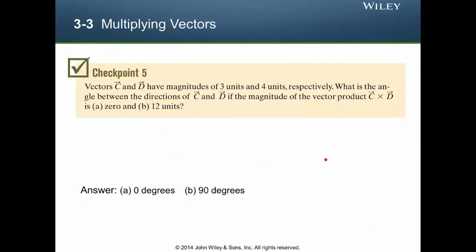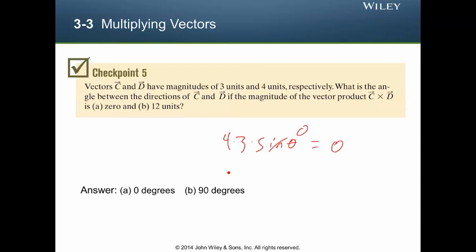Checkpoint 5. Vectors C and D have magnitudes of 3 and 4 units respectively. What is the angle between the directions of C and D if the magnitude of the vector product C cross D is 0 and 12 units? So same deal as before. You're basically just doing 4 times 3 times some sine. So if it is sine of 0, then this becomes 0. So the whole thing equals 0.